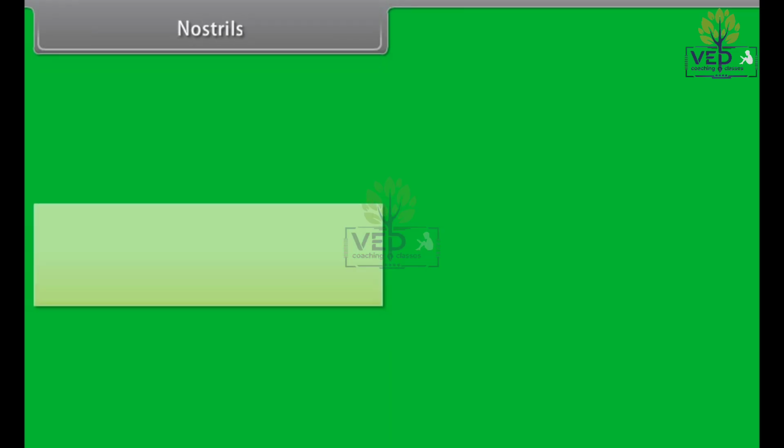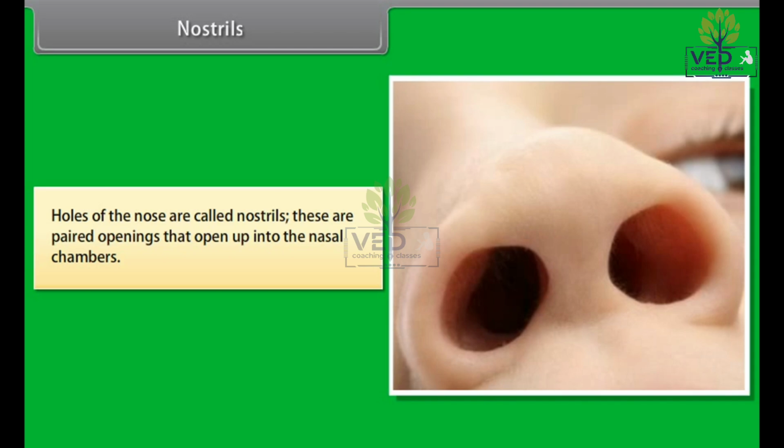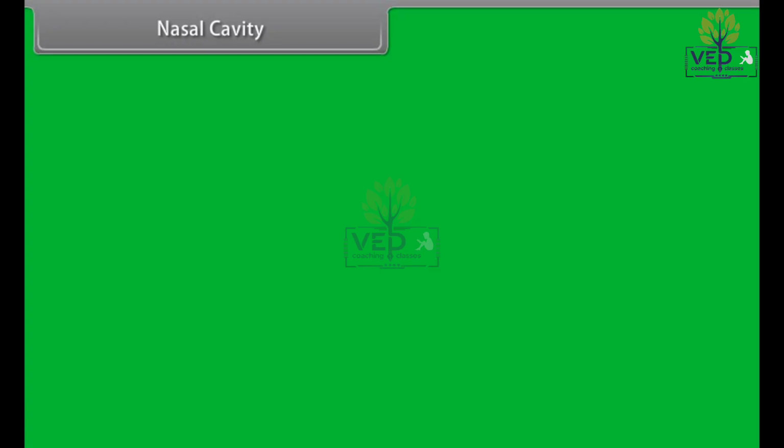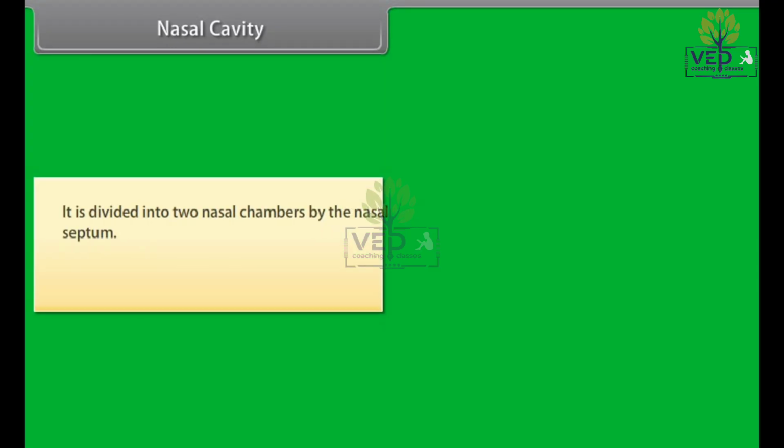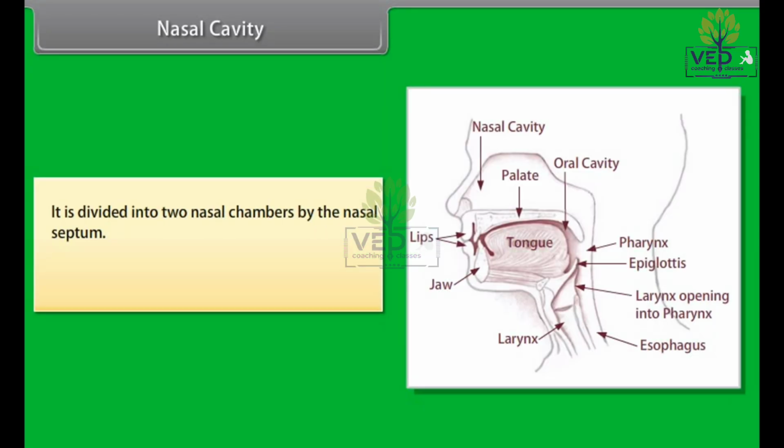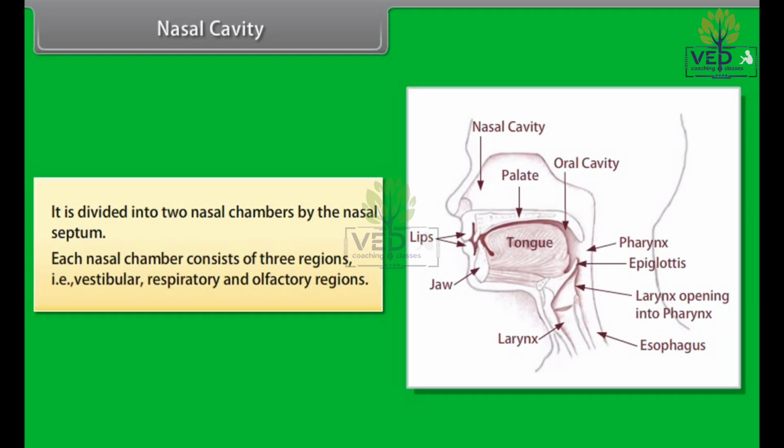Nostrils. Holes of the nose are called nostrils. These are paired openings that open up into the nasal chambers. Nasal cavity. It is divided into two nasal chambers by the nasal septum. Each nasal chamber consists of three regions, that is, vestibular, respiratory, and olfactory regions.